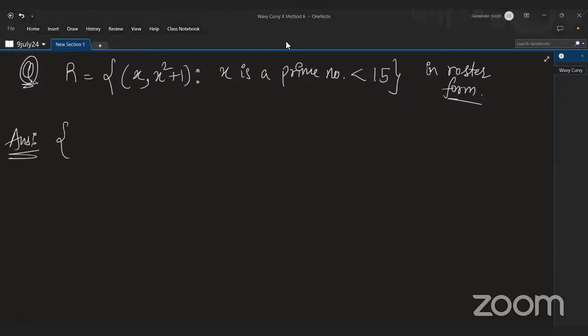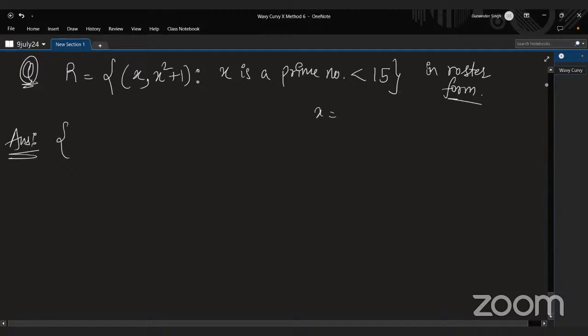We can take prime numbers as x and we can take x square plus 1 as y. Correct. So tell me, what are the prime numbers less than 15? 2, 3, 5, 7, then 11 and 13. Yes, sir.